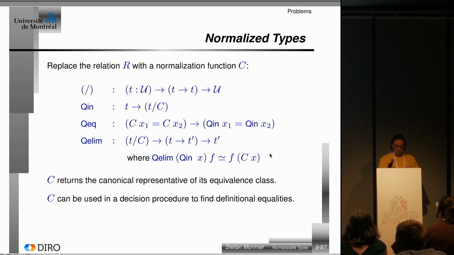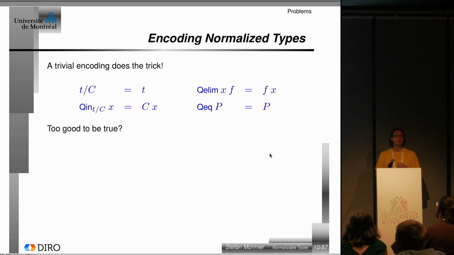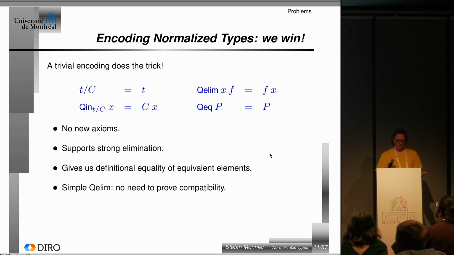The nice part about normalized types is that it can actually be encoded into your language, which is why it doesn't need any extra axioms. And the encoding is really simple. It's trivial, basically. So is it too good to be true? Well, not really. It does work. It doesn't require any new axioms. It supports strong elimination. It gives you definitional equality for actually equivalent elements.